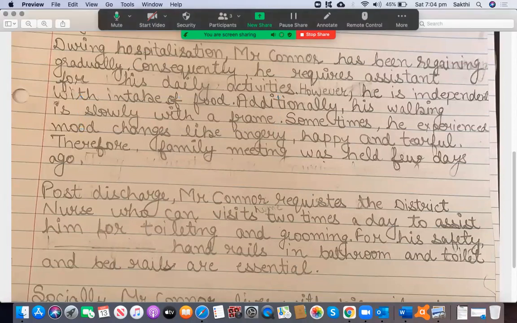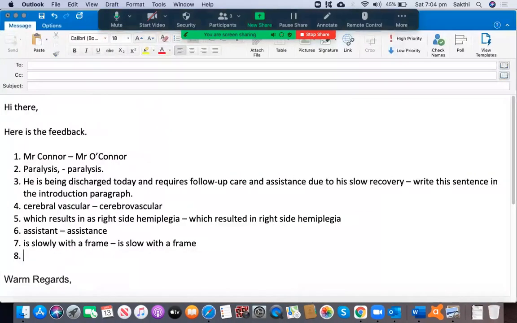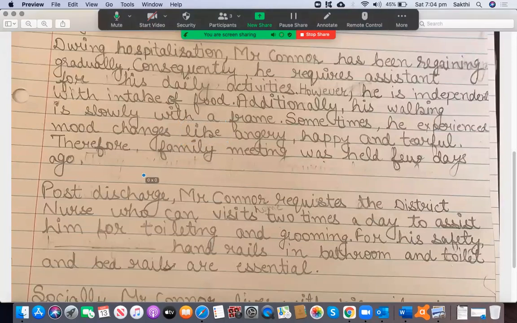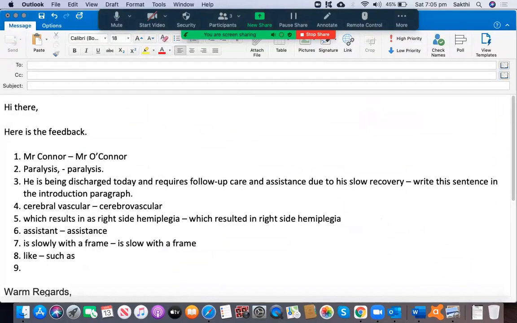Sometimes, comma, he experienced mood changes like angry. Okay, try not to use "like" in your letter. Like is an informal phrase. We have to use "such as." Okay. Such as, okay. All right. Let's say sometimes he experienced. Sometimes is one word only. Is it one word or two words? What did you write here? Sometimes, yes, just some gap between. But is that one word only? My question is, is that one word? What was your intention? No, two words. Okay, that's wrong. Sometimes is one word only.